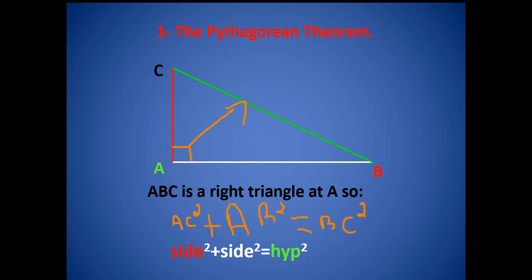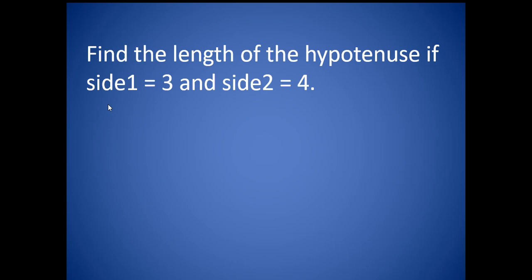Let's pass to another. Now, if I need to find the length of the hypotenuse, if side 1 is 3 and side 2 is 4, there's no need to have a figure, but if you feel it's easier, you can draw one. So this is my right triangle. I have one side is 3 and another side is 4. So how do we find the hypotenuse?